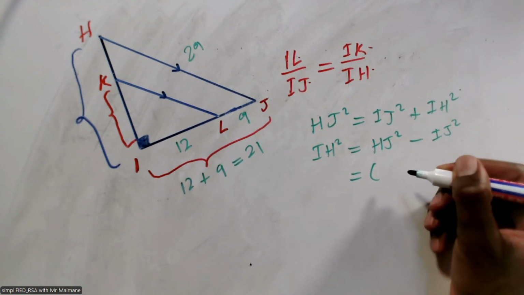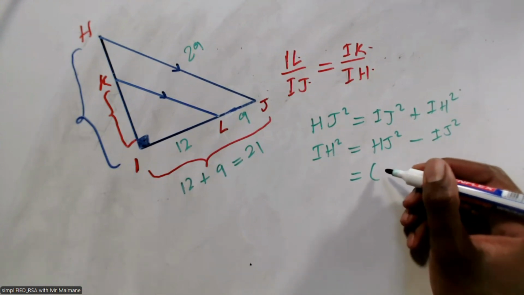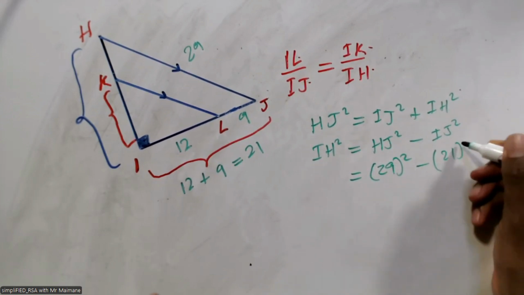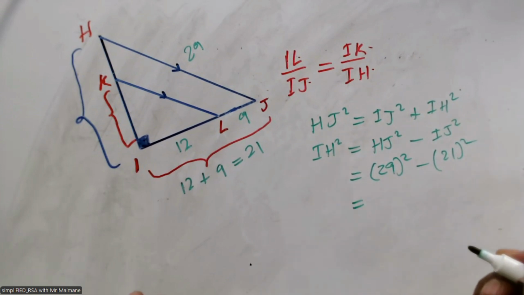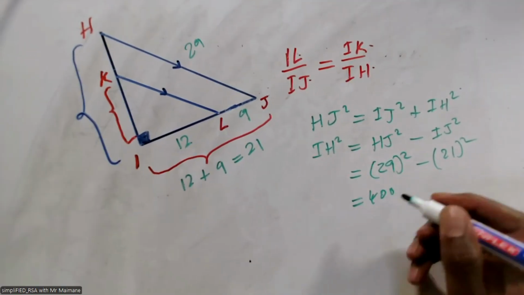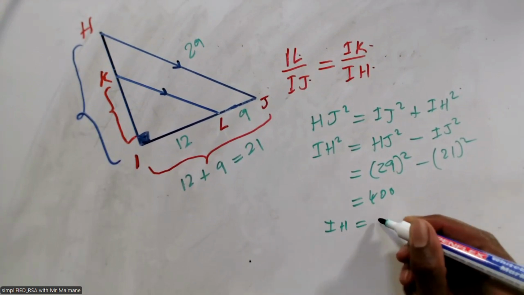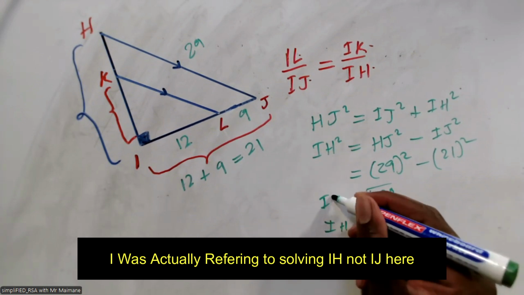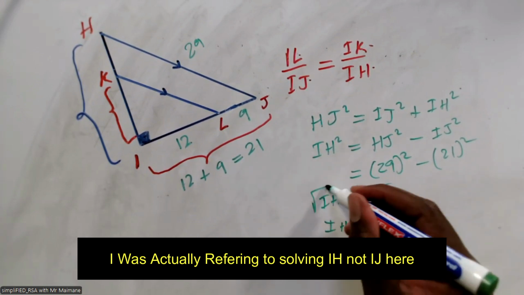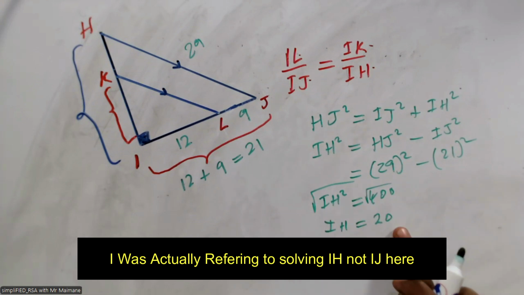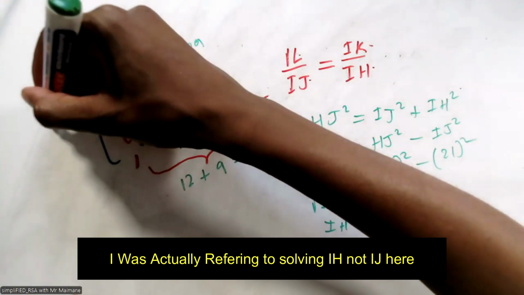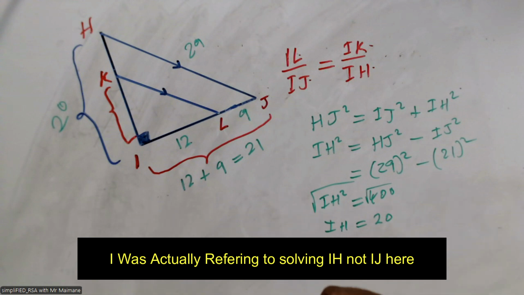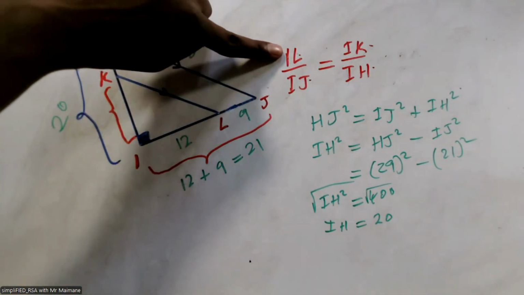Therefore, now I will have 29 squared minus 21 squared. This gives me 400, which makes IH to be the square root of that, which is going to be 20 units, because IH squared is the one that is 400, but then I need to solve IH, so I need to put the square root, so it's going to be 20 units. Now your answer is out there, guys.